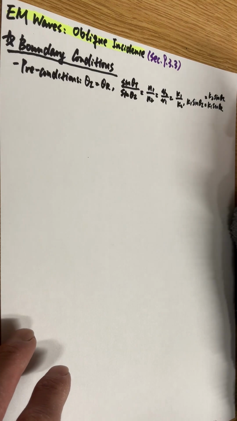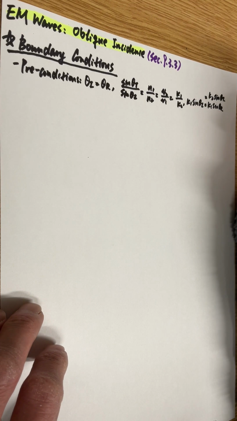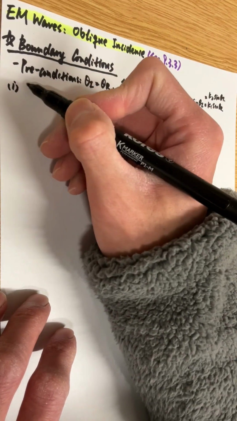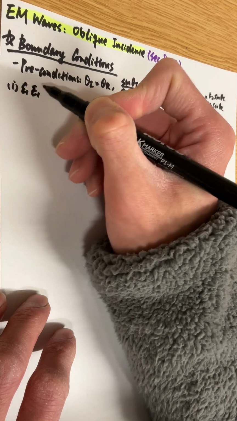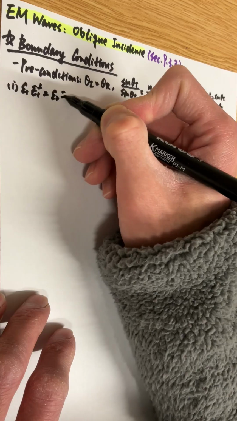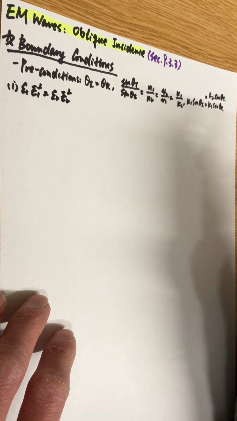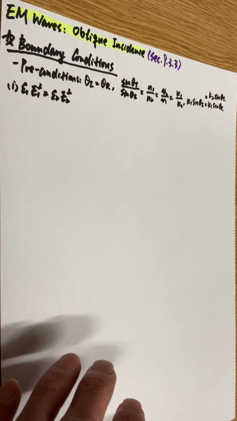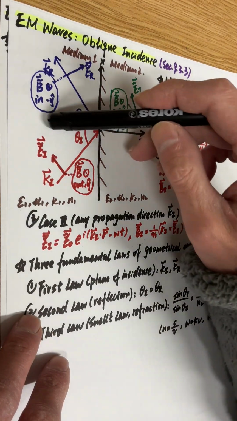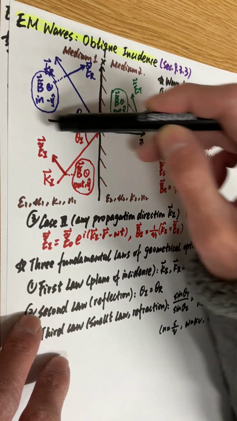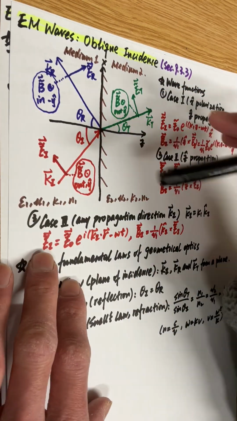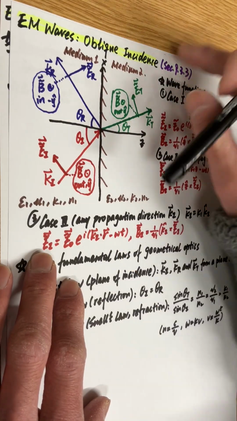Okay, so now we are ready to check the boundary conditions. The first condition is epsilon 1 E1 normal component equals epsilon 2 E2 normal component. So what does this mean? If we look at here, for all the E fields, the normal component is the Z component, the polarization Z component. On the left-hand side, we have EI, ER. On the right-hand side, we have ET.